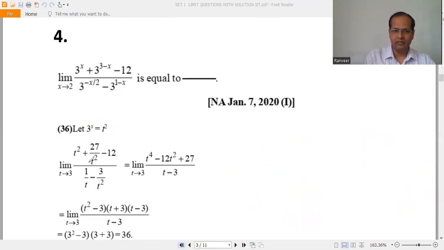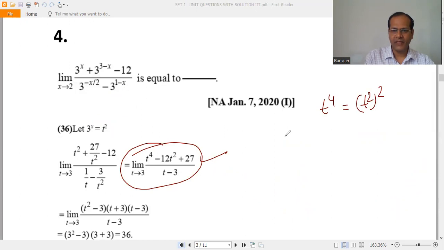After that, taking the LCM, this is t to the power 4 minus 12t square plus 27. And once we take the LCM, then this term will come like this. After that, we have to do the factorization. So t to the power 4, this we can write t square. Correct? So t square suppose equal to y. So we can write this term as y square minus 12y plus 27. Correct?